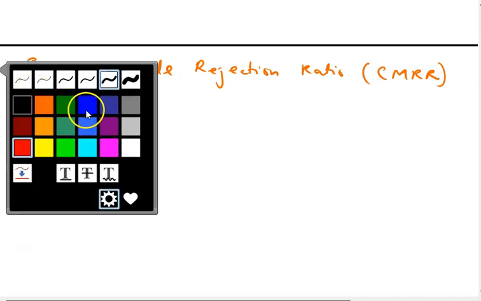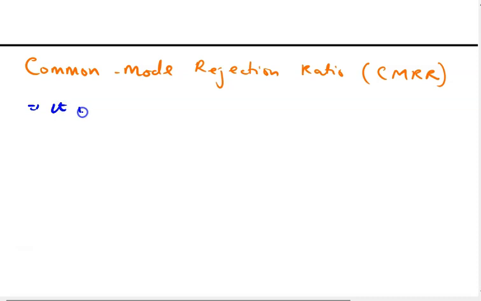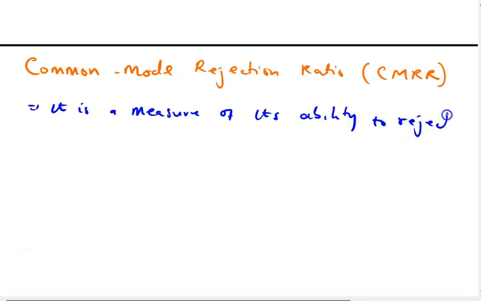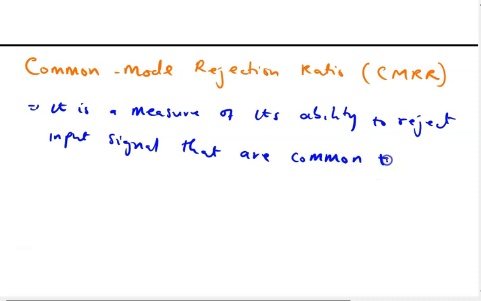What is it about? If someone should ask you what is common mode rejection ratio, you will say that it is a measure, right, of the op amp's ability to reject input signals that are common to both inverting and non-inverting inputs.